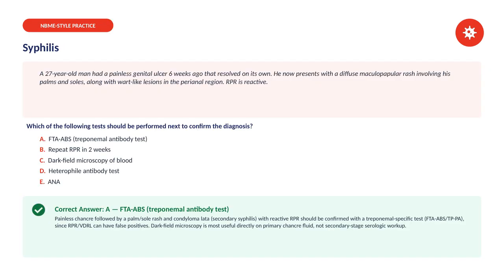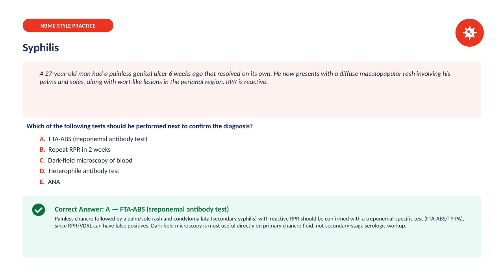This patient's history and symptoms are classic for secondary syphilis. The painless genital ulcer he had 6 weeks ago was likely a primary chancre, which then resolved on its own. The current diffuse maculopapular rash involving the palms and soles, along with the wart-like perianal lesions called condyloma lata, point to secondary syphilis.